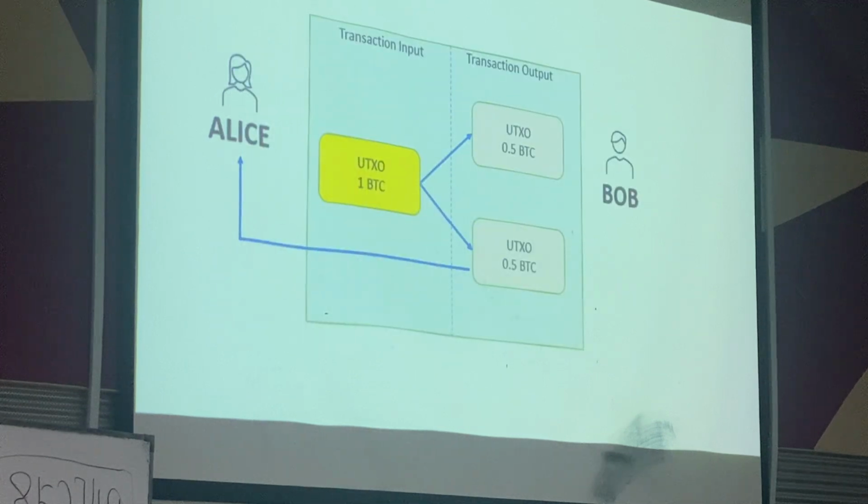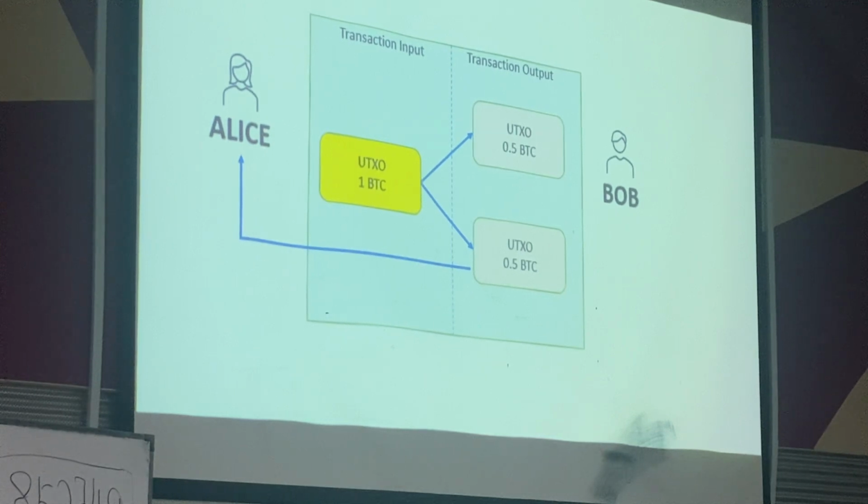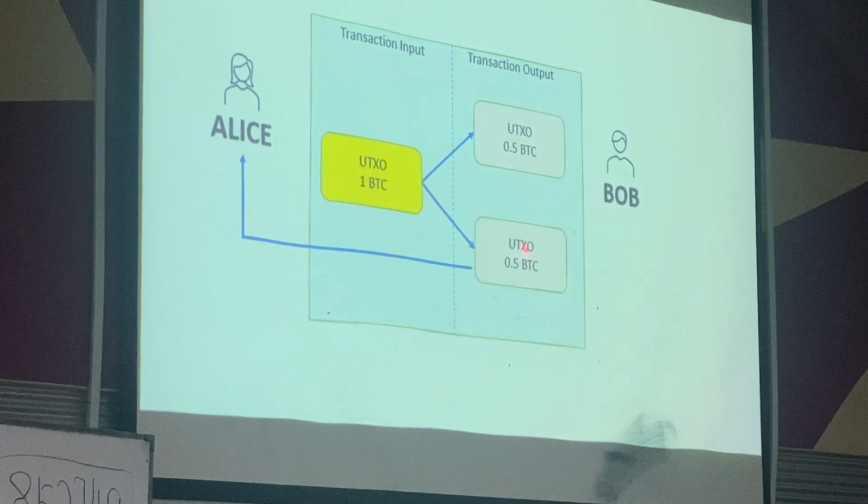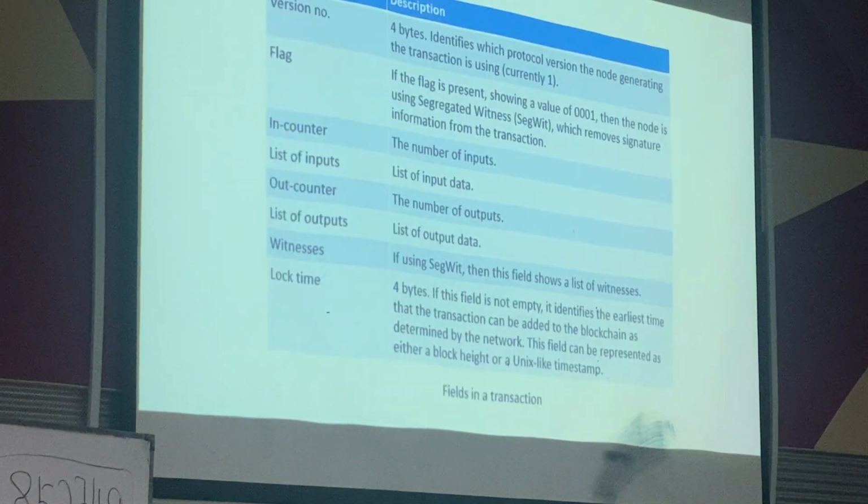This is interesting. This is something you need to know, because it connects to our discussion when we come to Ethereum. I want you to be aware of this model in Bitcoin. There is something called unspent transaction output.